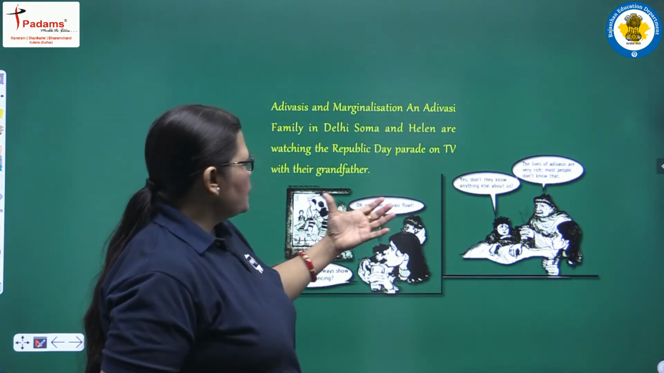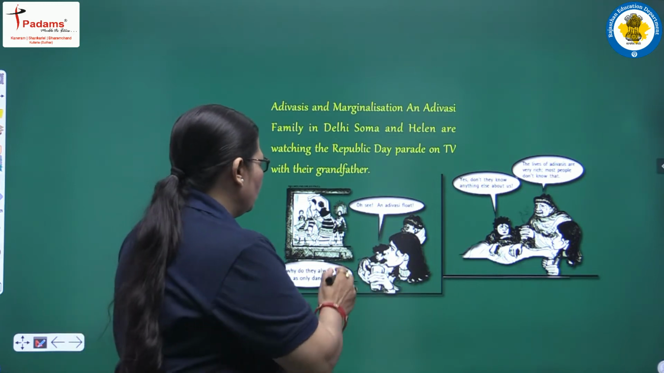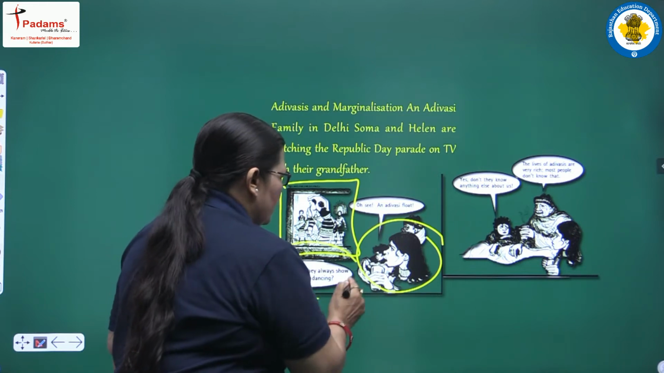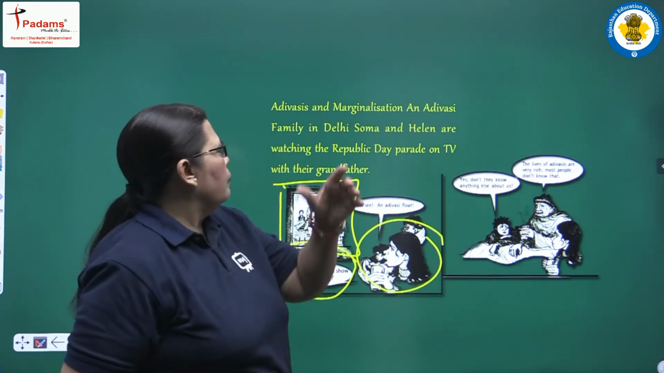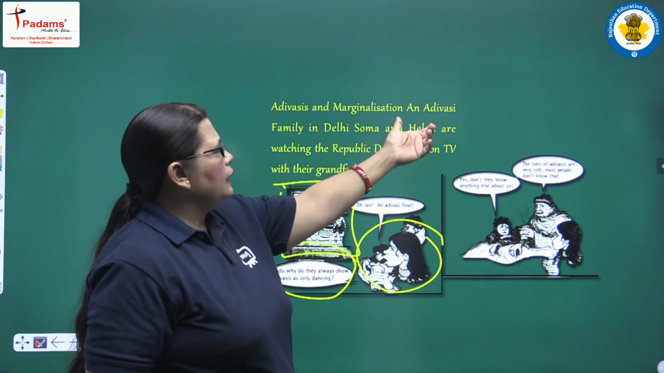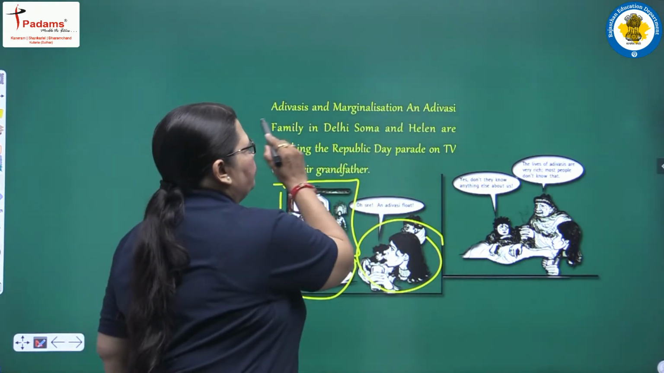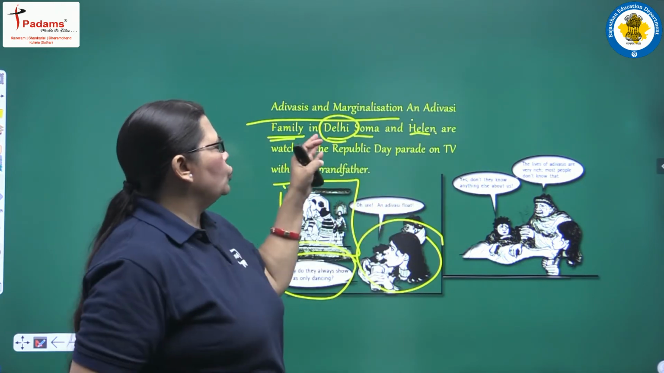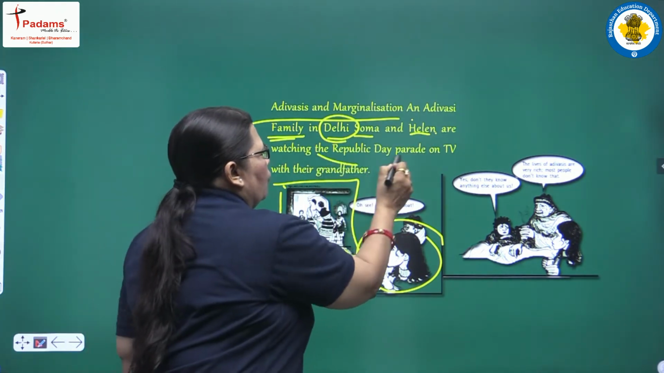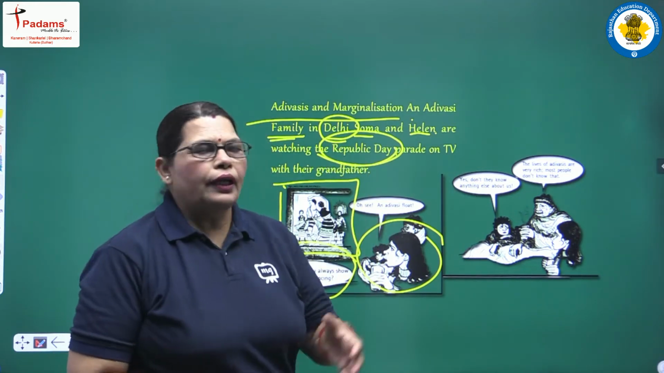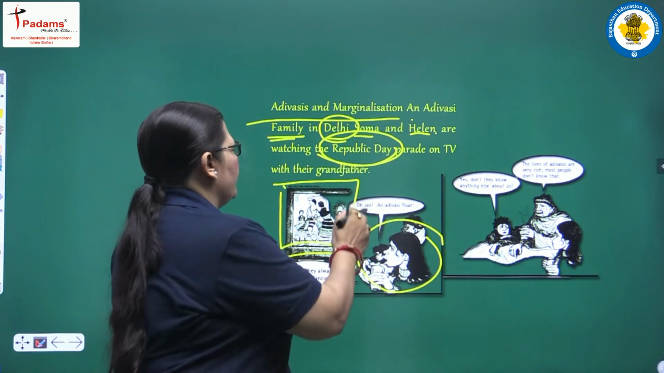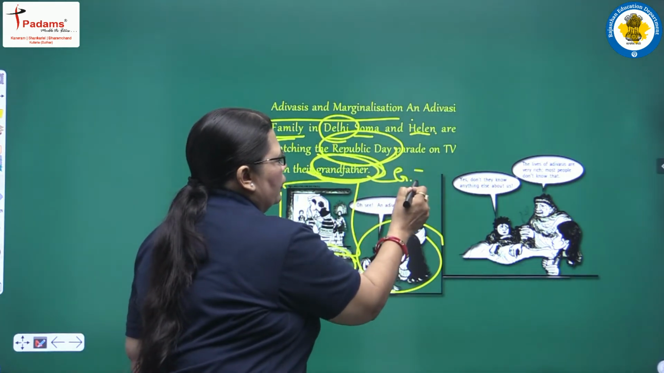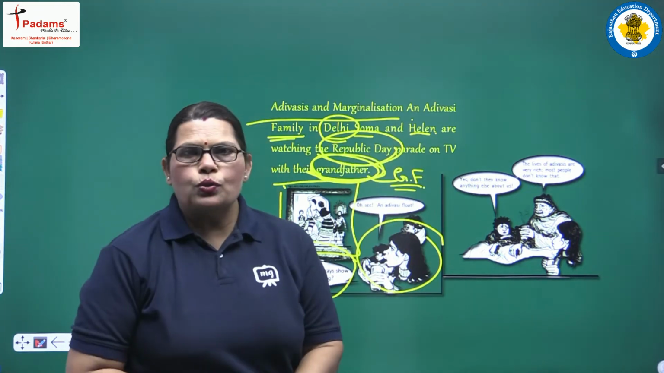See, this one is the picture, and in this picture in the TV, these people are watching on the day of what celebration? See, Adivasis and marginalization. An Adivasi family in Delhi, Soma and Helen, are watching the Republic Day. What are they watching, students? They are watching the Republic Day parade on TV with their grandfather. See the important role of the grandfather in this story, Dadu's story.